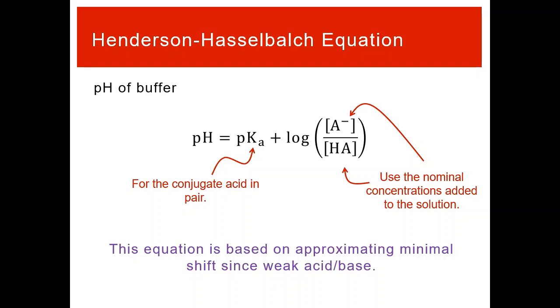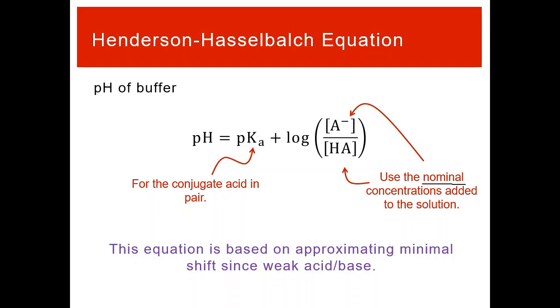Remember, a buffer is made up of a conjugate pair, acid and base. Whatever the conjugate acid of that pair is, you want that Ka. And then these concentrations over here are those nominal concentrations. That's not necessarily the concentration at equilibrium, but the marked concentration on the solution. So it's 0.1 molar HF or 0.2 molar CN minus or something like that. Whatever those concentrations are, you just plug them in.